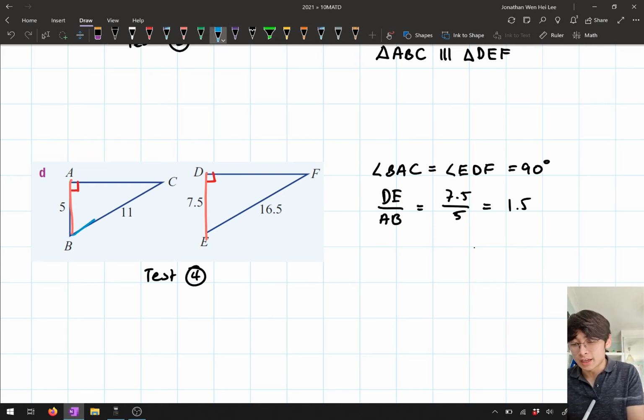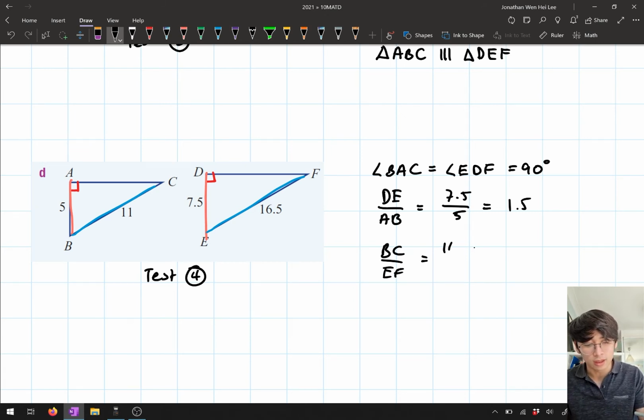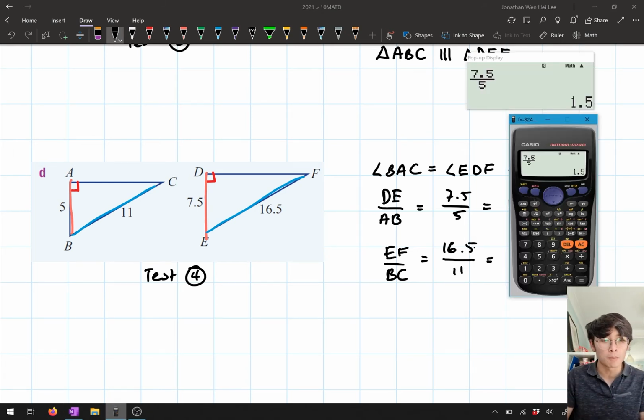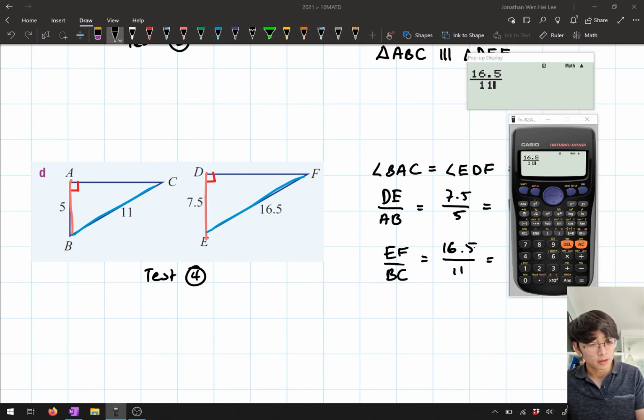Then the next one is this side here. So BC and EF, they match up. So I'm going to write BC over EF. Actually, it's the other way around. I want the bigger triangle, don't I? Yep. So it's going to be EF over BC. And that's 16.5 over 11. Let's just put this in the calculator. And if it's equal to 1.5, that means I've got similar triangles. So 16.5 over 11 gives me 1.5. Yeah, excellent.